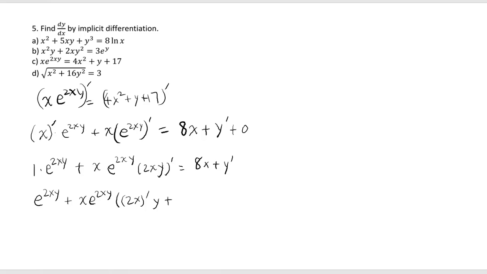So I'm using the product rule because of the product between 2x and y, so 2x prime y plus 2x y prime equals 8x plus y prime. So you have e to the 2xy and then x e to the 2xy. You have 2x prime, which is 2y plus 2x y prime.